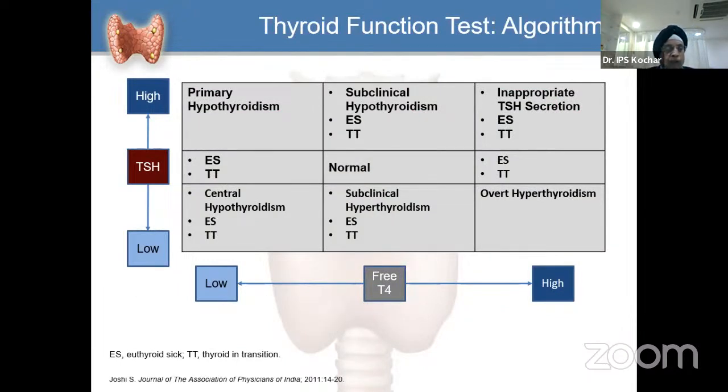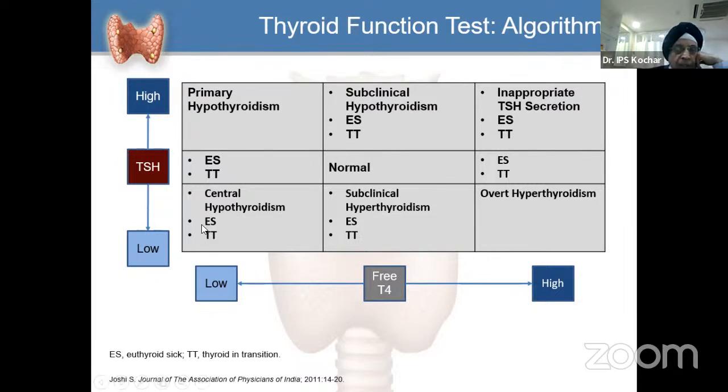This is a table which clearly shows what happens when TSH is low and when TSH is high. What we have here, you can see, is the TSH side and the FT4 side. If the TSH is high and the FT4 is low, this is primary hypothyroidism. If the TSH is normal and the FT4 is on the lower side, it may be just euthyroid sick or a thyroid in transition. And if TSH is normal and FT4 is normal, nothing to be done. It's just normal.